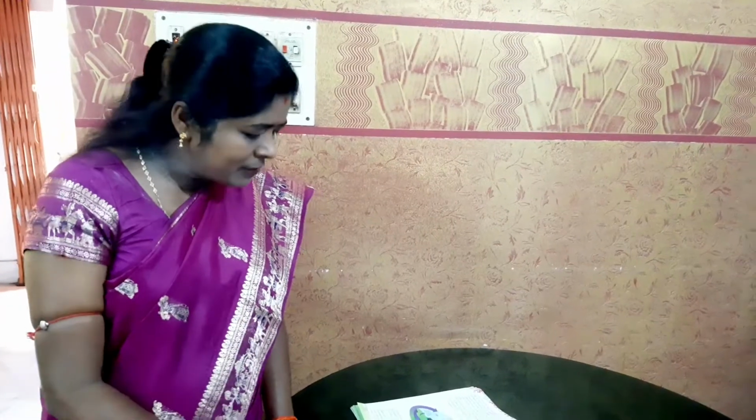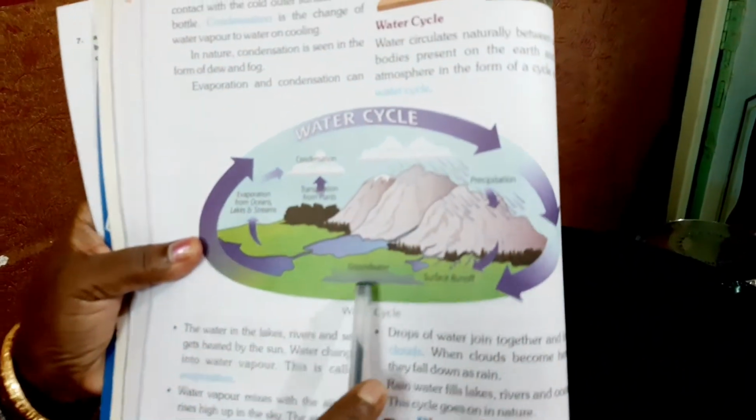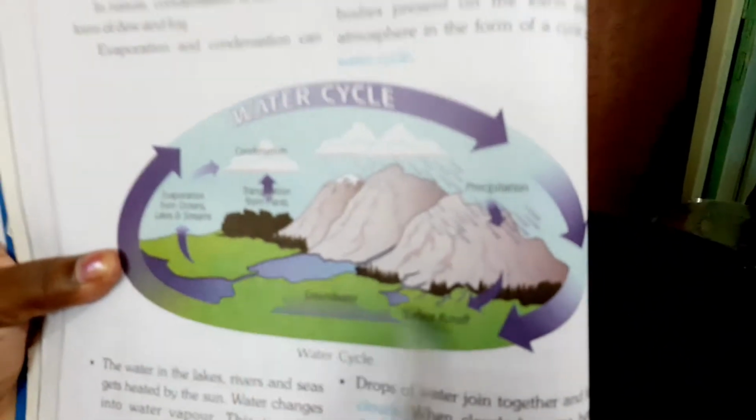Don't waste water, okay? Now we will see the water cycle, which is very important and occurs in nature daily. In this cycle, two processes take place, evaporation and condensation, which I will show you through an experiment. First, you can see the picture of the water cycle here. This is the surface. Here is the groundwater and surface water.